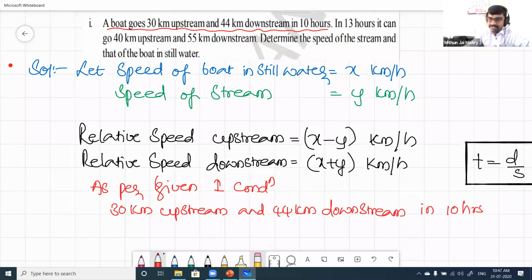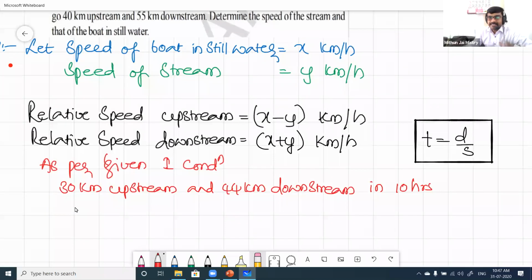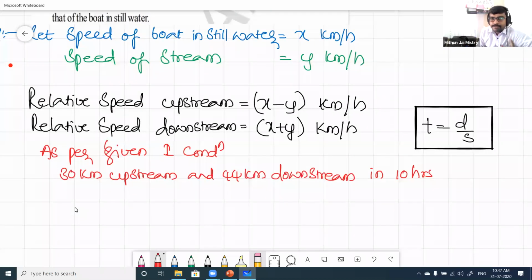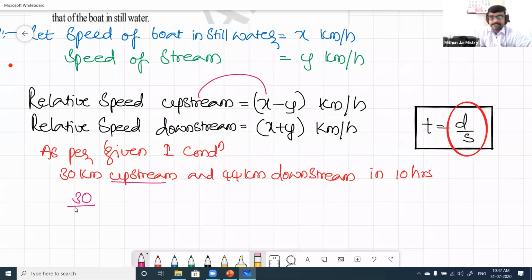See beta, now please understand. Let me think what may be the time taken by the boat to travel 30 kilometer. So here time is distance by speed. So 30 kilometer, that is distance, and it has traveled upstream. So what is the speed of upstream? X minus Y. So 30 by X minus Y, and definitely I will be adding plus 44 kilometer, with what speed? Downstream. Downstream means it is X plus Y. So 44 by X plus Y.